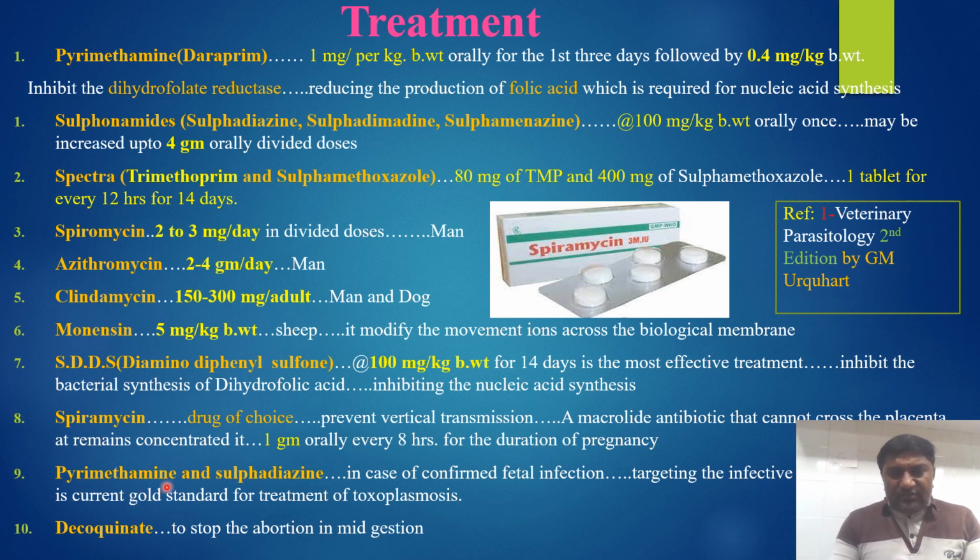And pyrimethamine or sulfadiazine is used in case of confirmed fetal infection, and it targets the infective stage of the parasite and is the current gold standard for the treatment of toxoplasmosis. And decoquinate is used to stop abortion in mid gestation, and it is also important. You can observe in this picture the tablet of spiramycin.